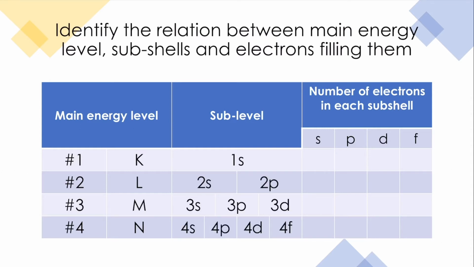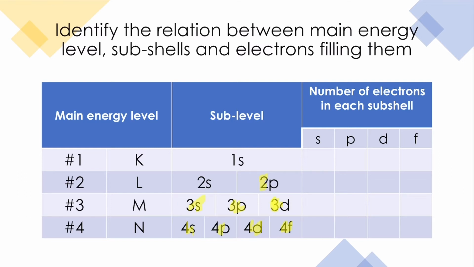So as you can see here, in the first main energy level, we have 1s. In the second, 2s, 2p. It's very important to know that p starts from the second because this number is only reflecting the number of the main energy level. Then in the third main energy level, we have 3s, 3p, 3d, and again, 3d starts from the third main energy level because 3 is referring to the third main energy level. Then we have 4s, 4p, 4d, and 4f. 4f starts from the fourth main energy level.